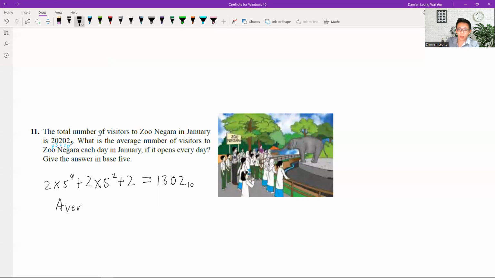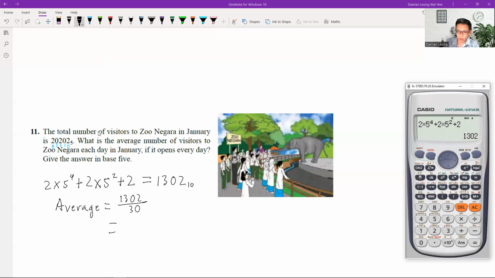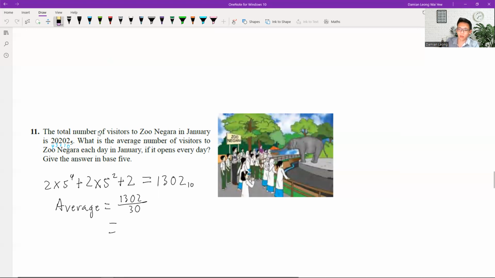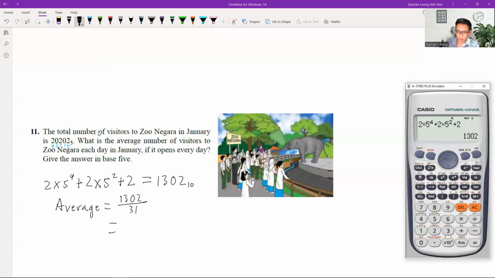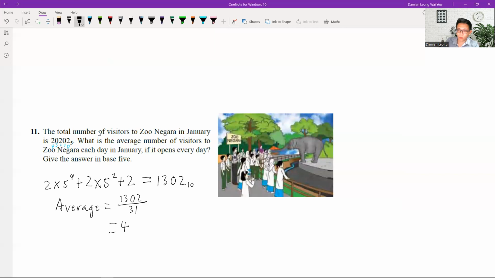Means average would be 1302 divided by 3. Sorry, divided by 30, which is, yeah, because it's, sorry, my mistake, January has 31 days, divided by 31. So 1302 divided by 31 is 42. This is in base 10.